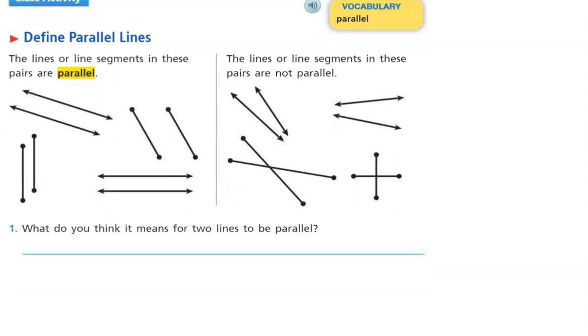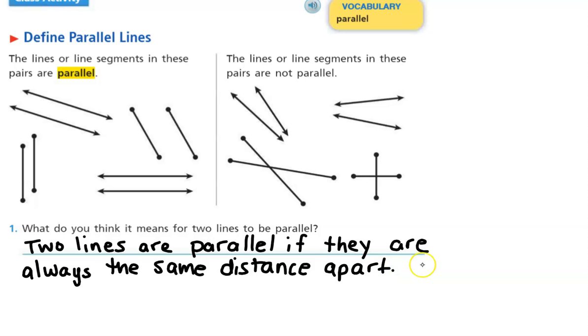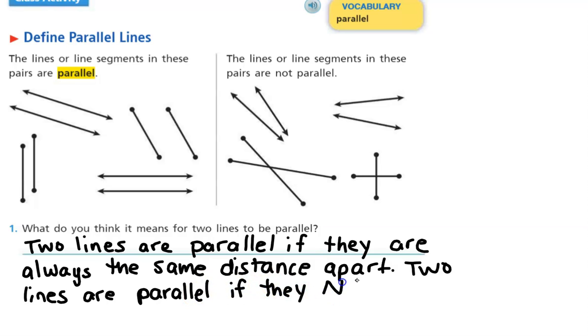So because this is a definition, I want to make sure that you write this down word for word with me. So make sure your pencil's ready. This basically says two lines are parallel, and parallel is spelled P-A-R-A-L-L-E-L, if they are always the same distance apart, and then it says two lines are parallel if they never cross. Very important. Pause the video if you haven't had a chance to write that all down, so you can make sure you do that. But because I'm filming a 15-minute video, I'm going to move on.